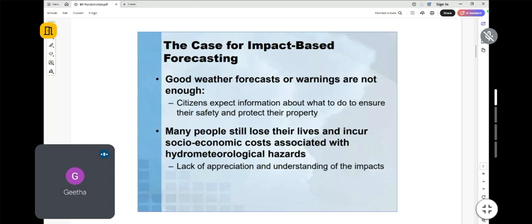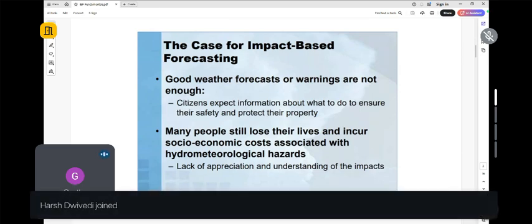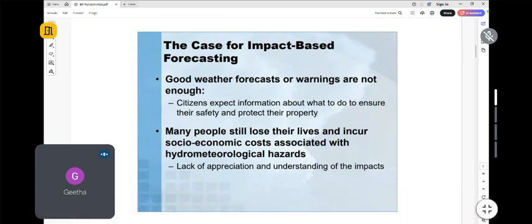So what is expected is that a good forecast or warning is not enough. The different stakeholders will want to ensure that their activity and their property are safeguarded because of our warnings. So simply telling them that a tropical cyclone is going to cross a particular area, or that heavy rainfall is likely to affect, let us suppose, Chennai, what is the use of giving that information? Heavy rainfall, okay. But what are the impacts of this heavy rainfall? How will the people be affected by it?